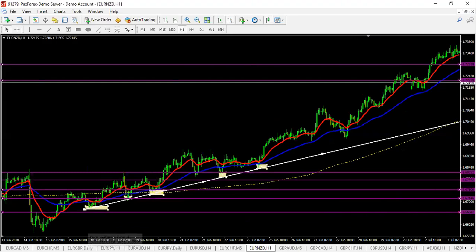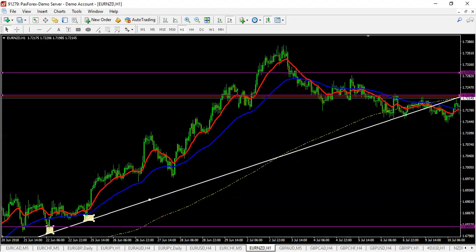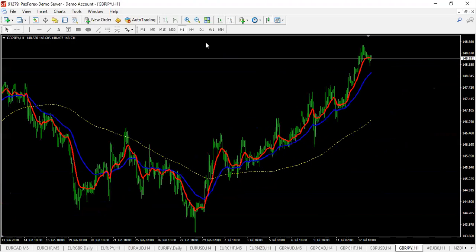Okay, let's choose a different pair. Any particular pair you want me to look at? Let's look at GJ. Okay, let's look at GJ. Infamous GJ. GJ and UJ. Crazy pairs. Okay, so here we go.